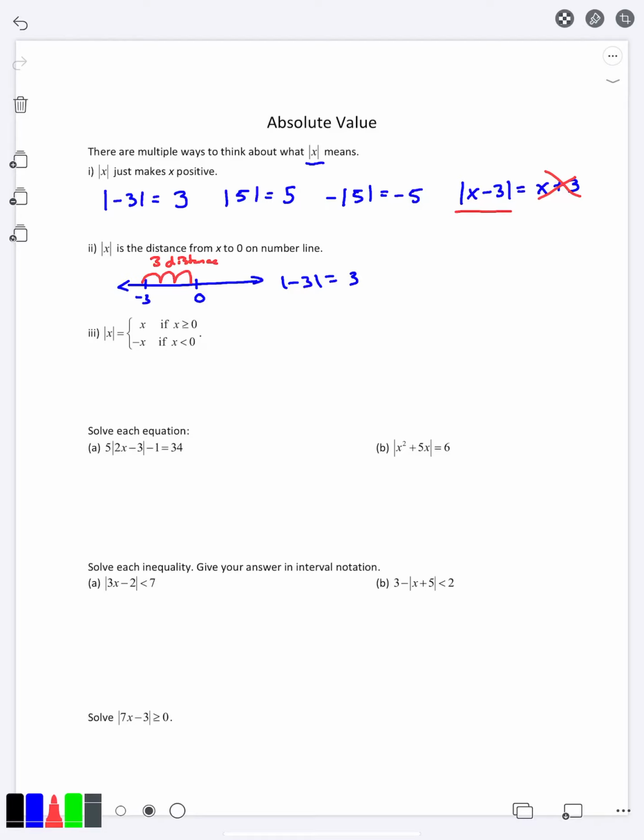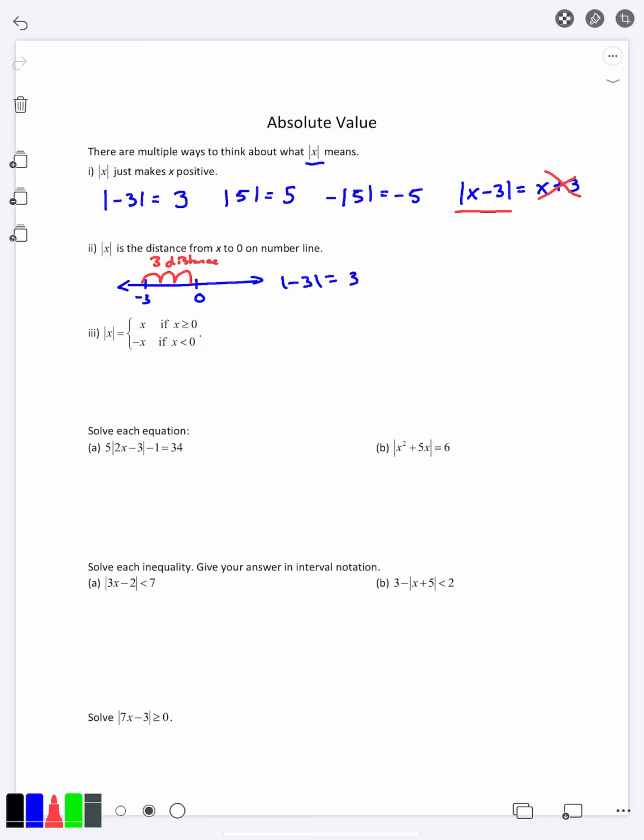This third way is the best way to look at absolute value in mathematics. Unfortunately, it's a bit complicated. It involves this piecewise definition here with the curly bracket. And what it says is the absolute value of some number is just equal to that number without any modification if that number is positive. And the absolute value of a number is equal to the opposite or the negative of that number if that number is negative.